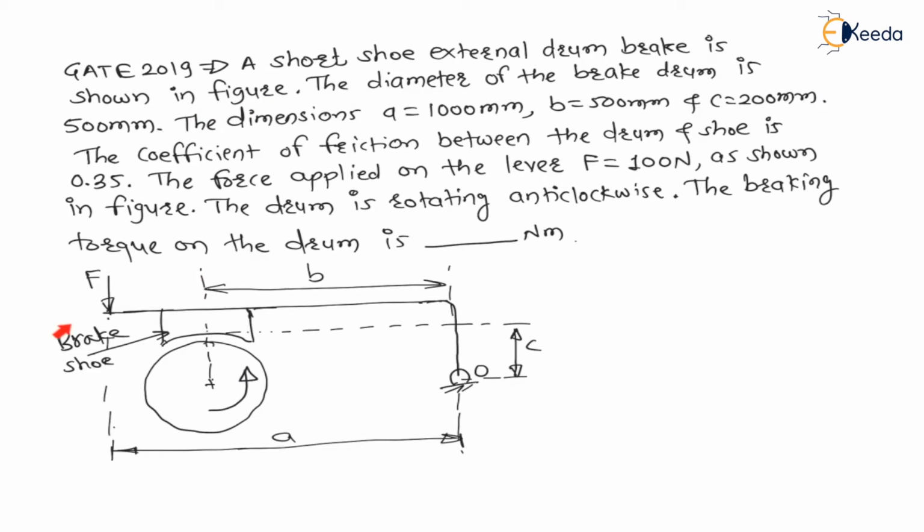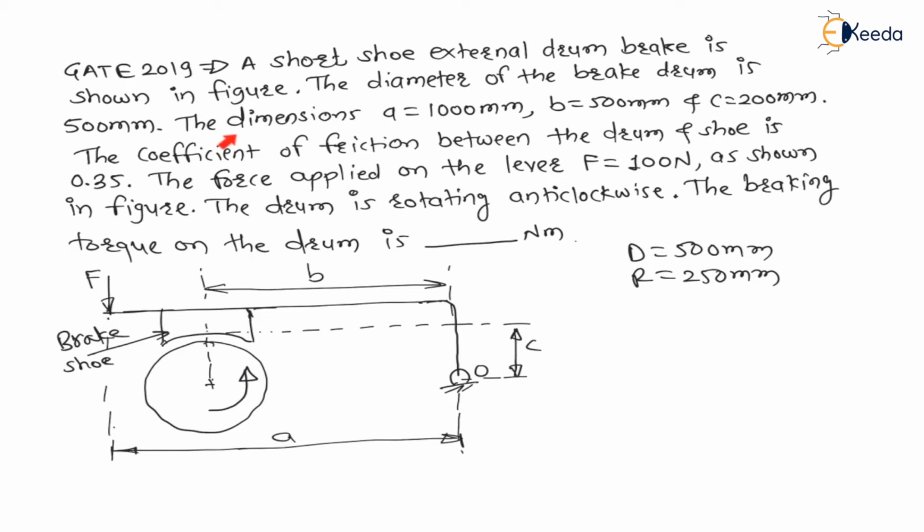See here, the diagram is given for the short shoe external drum brake. The diameter of the drum is 500 mm. Therefore, the radius of the drum will be 250 mm.